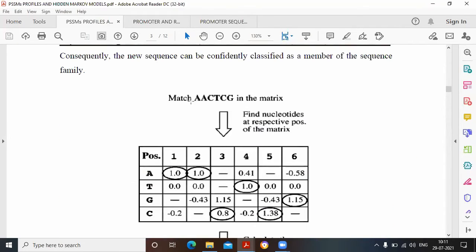Next, suppose this is the sequence I want to find out: A, C, T, C, G. Just consider this is your promoter sequence, a sequence I am looking for from a particular sequence of interest. So how can I use this normalization and log score table to find out the score of this particular sequence?